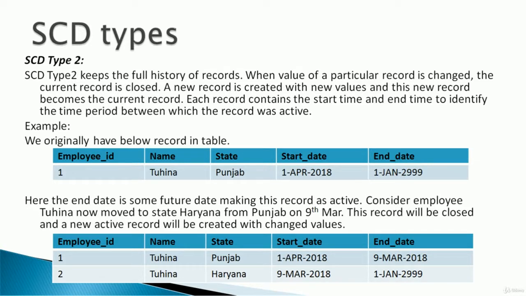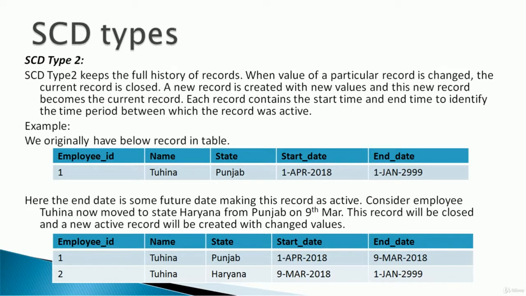For example, we originally have the below record in the table with employee ID is 1, name Tuhina, state is Punjab, start date is 1st April 2018. It is the time when this record was inserted in the table, and end date is 1st Jan 2999. So the end date 1st Jan 2999 is some future date, and it marks that this is the current active record here.